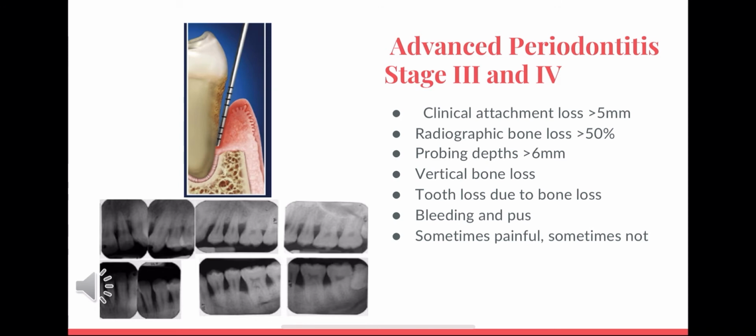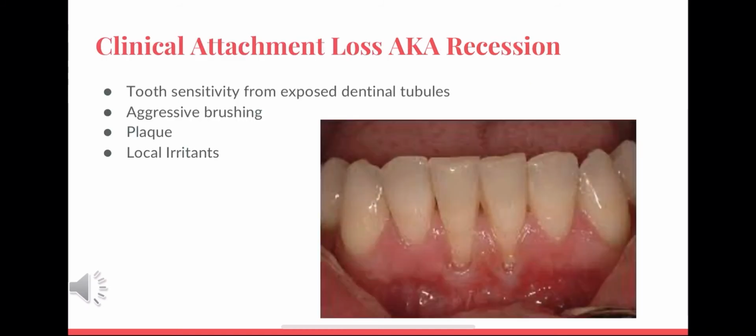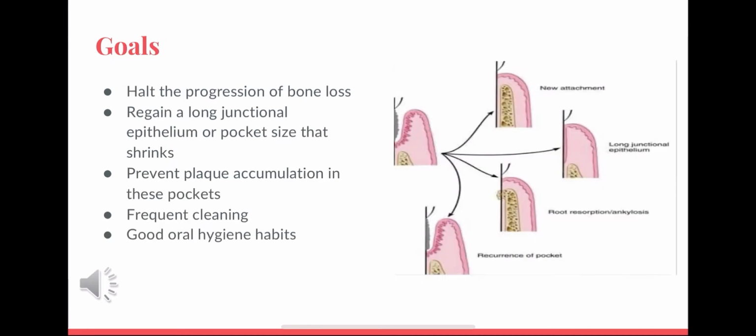Since we're talking around the tooth itself, we'll take a look at recession, which is also called clinical attachment loss. This is where you're going to have sensitivity due to exposed dentinal tubules, exposing the nerve underneath or in your tooth. This can be caused from aggressive brushing, plaque buildup that's causing the tissues to recede, and other local irritants.